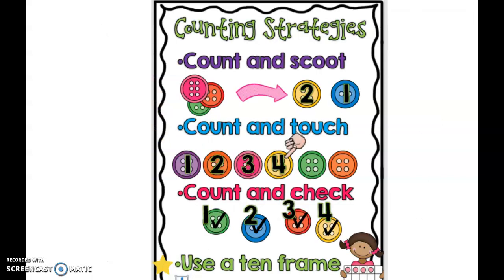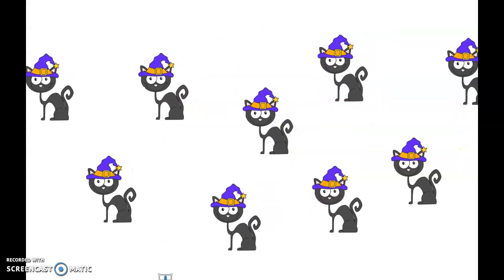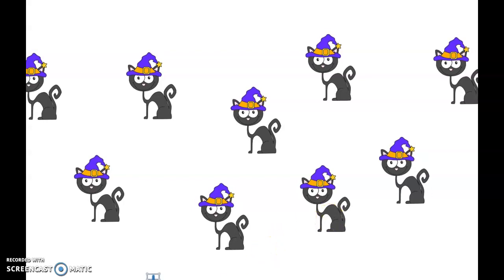Quickly. All right, we've been learning our counting strategies. Count and scoot. Say that with me. Count and scoot. That's where I take the object and I scoot it and move it with my finger. Everybody say count and touch. Count and touch. That's where I put them in a line and I touch each one. This week we've been working on count and check. Say that with me. Count and check. That's when I can't move it, so I'm going to cross it out to count. All right, so let's work on that today. We're going to do count and check.